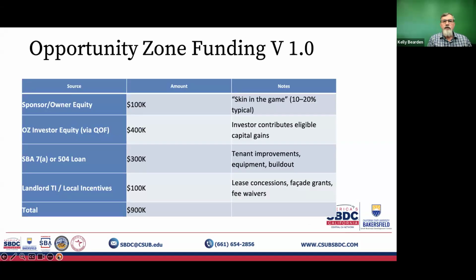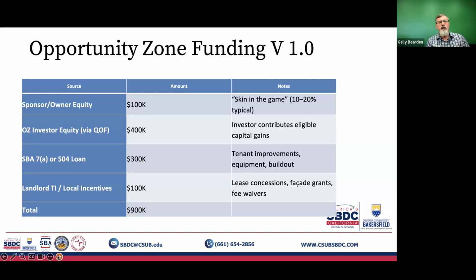So in looking at this, almost with all types of funding, we're going to have to come in with some type of equity, some kind of skin in the game. Typically around 10 to 20% is typical. It could be less, it could be more. In this case it is a little bit less, being $100,000. It is a little over 9%, almost 10% actually. So we come in at the 10% range in this particular case.